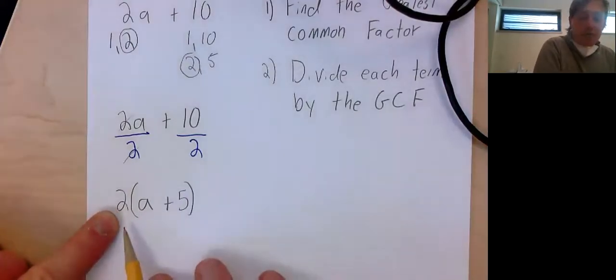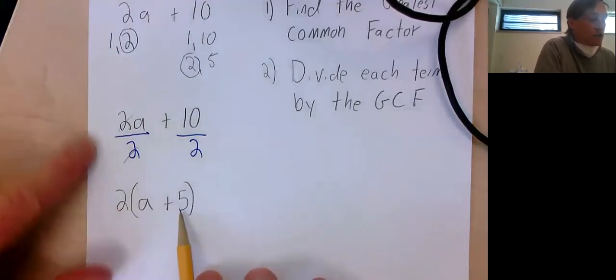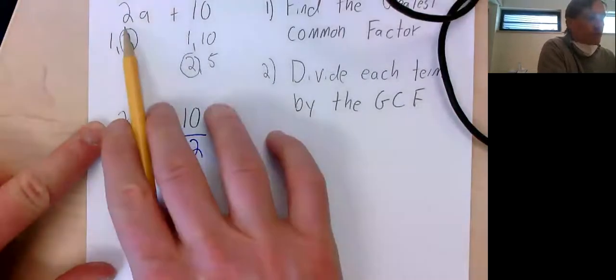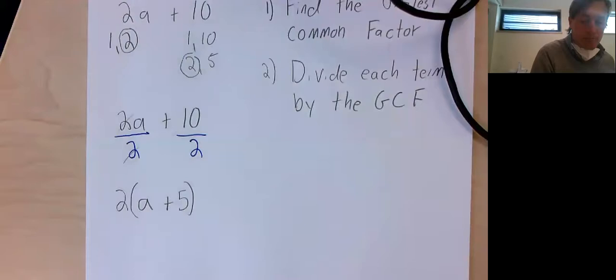You can check yourself with these type of problems by then doing the distributive property, 2 times a and 2 times 5, and you should get back to the original problem, 2a plus 10, which is what we would get if we did distribute that out. Okay, let's do another one.